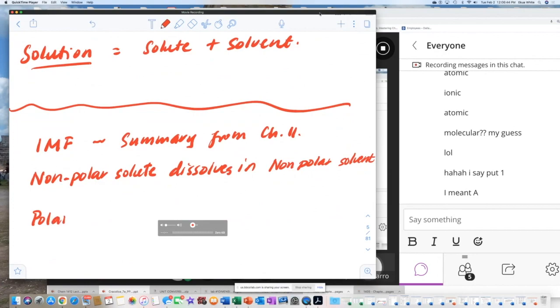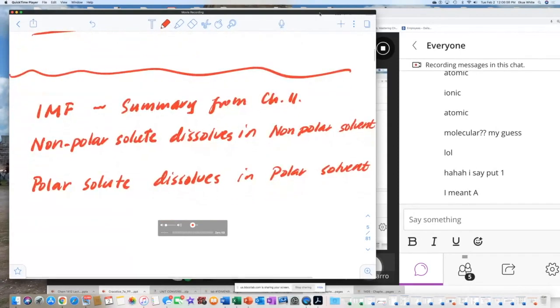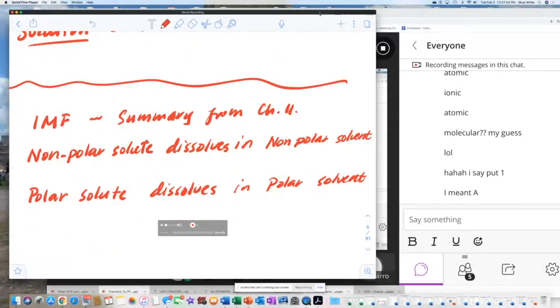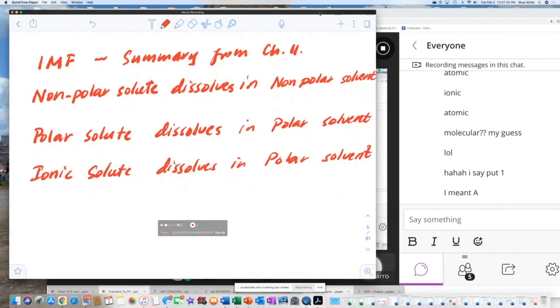And then polar solute dissolves in polar solvent. Pretty straightforward, right? Now, I didn't say same, I said the word similar, right? The ones that kind of can dissolve across, that would be ionic solute dissolves in polar solvent. Okay. Does anybody have any questions about that?